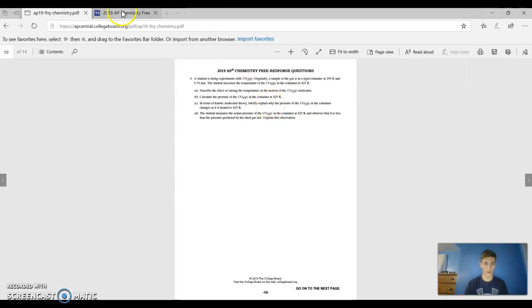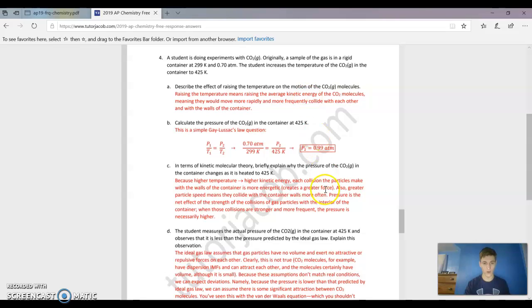Okay, we're going to move on to the answers. 4A. Describing the effect of raising the temperature on the motion of CO2 gas molecules. So the average kinetic energy of the CO2 molecules will go up as the temperature goes up. The molecules will move more rapidly and they will collide more frequently with each other and the walls of the container. For B, we will be using Gay-Lussac's law.